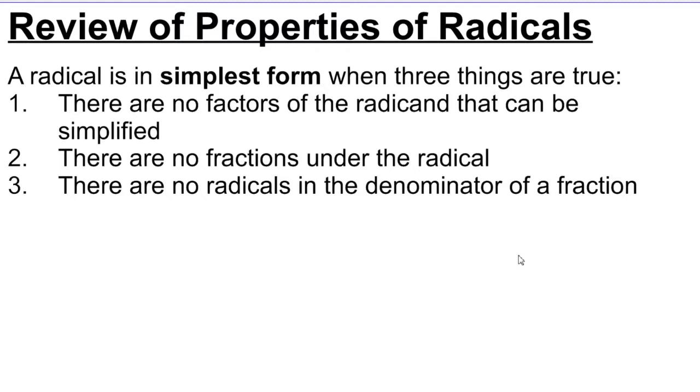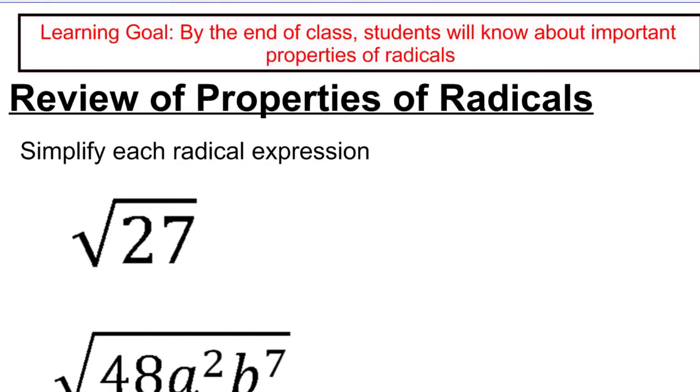Okay, the other two are staying the same. So the second one says no fractions under the radical. Very easy to fix. We'll talk about that one later. And there are no radicals in the denominator of a fraction. That's what we called rationalizing the denominator. If I ask you to rationalize the denominator, that is getting the denominator to be something that does not have a radical in it. Okay, so let's start off simple.